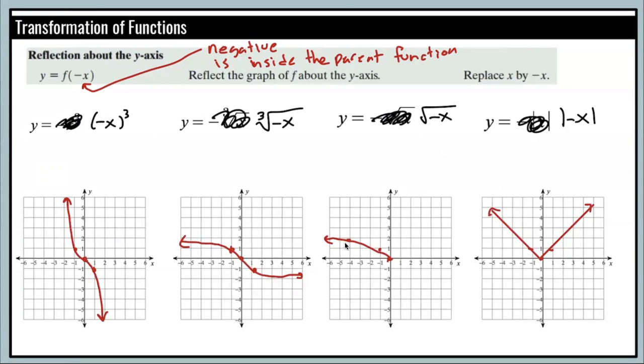But if we look at the original ones, they look like this. Right, and this one looks like this, and this one looks like that, all right? So there is a change, okay? Don't think that I'm just drawing random points. We just flipped around the y-axis, okay? That's what it does to our graphs.